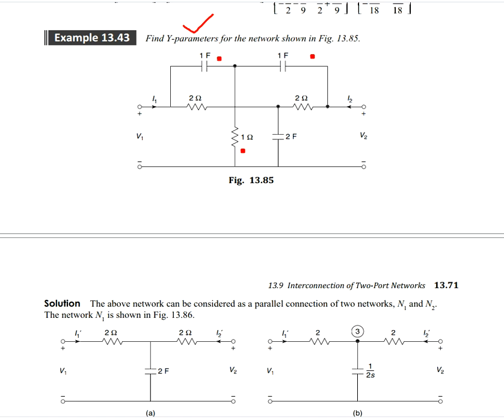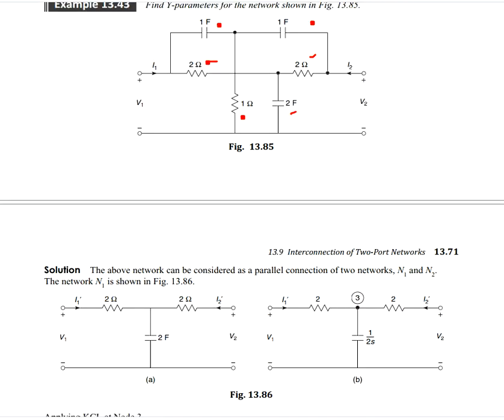And we have another network with other elements, the 2 ohms and these 2 farads. All these element values are also forming one more T network, and this is connected in parallel with the other network which has the elements of ones, right? So then what we can do? We can consider one network N1 with 2 ohms and 2 farads.